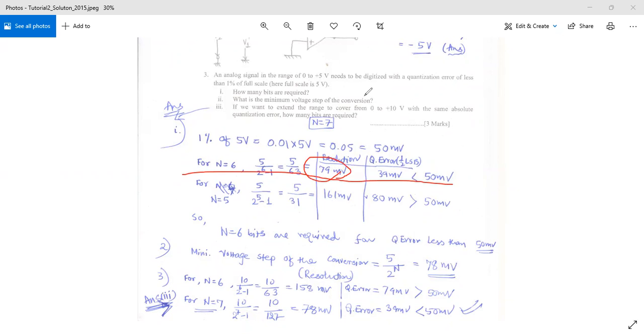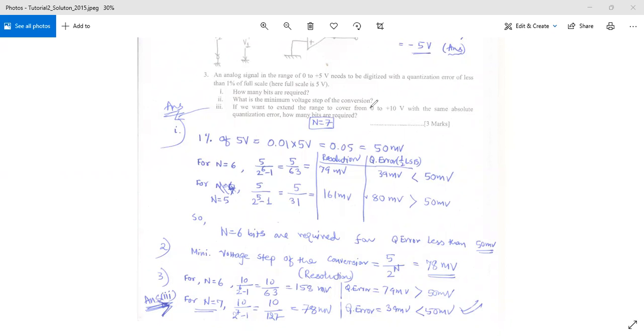That's done. Now moving on to the third part of the question. It says if we want to extend the range to cover from 0 till 10 volt with the same absolute quantization error, how many bits are required? So how many bits are required?